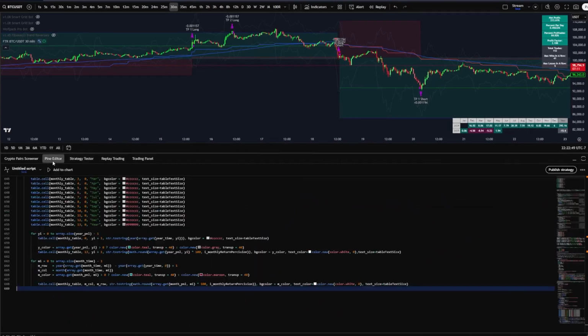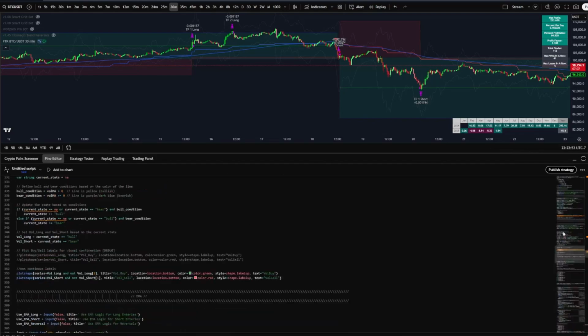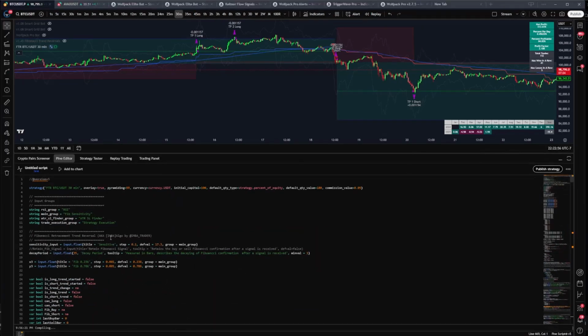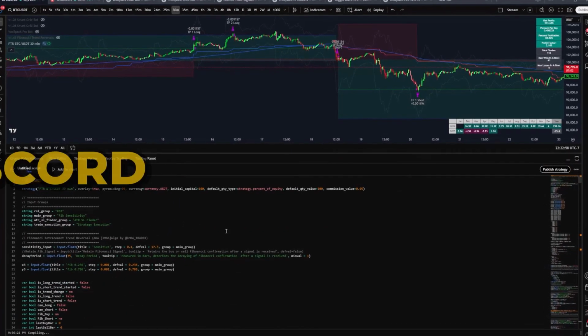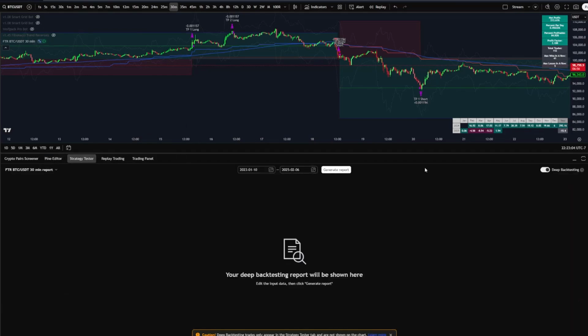You just click the Pine Editor tab, and then you would open up a completely blank script, and you would paste that text file that you got in the Discord right here, and then you would hit Add to Chart. I already have it added to my chart, so I'll just go back here.